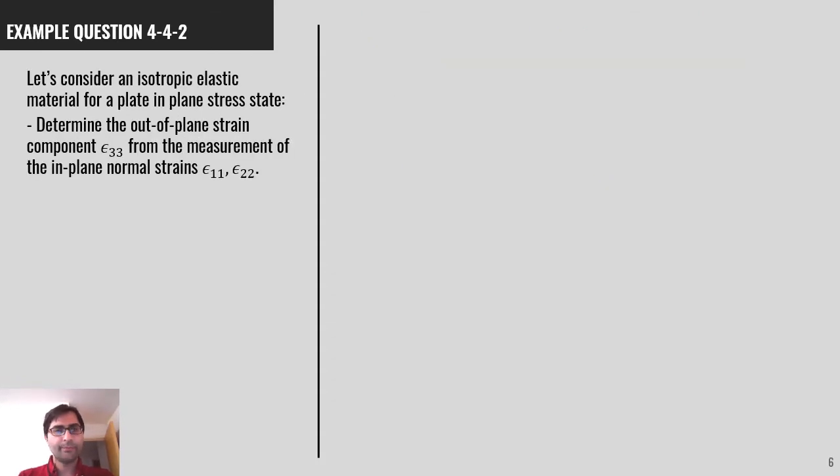Okay, here's another example. It says let's consider an isotropic elastic material for a plate in a plane stress state. Determine the out-of-plane strain component E33 from the measurement of the in-plane normal strains E11 and E22. Okay, it's a plane stress. So we know that sigma 33 is 0.